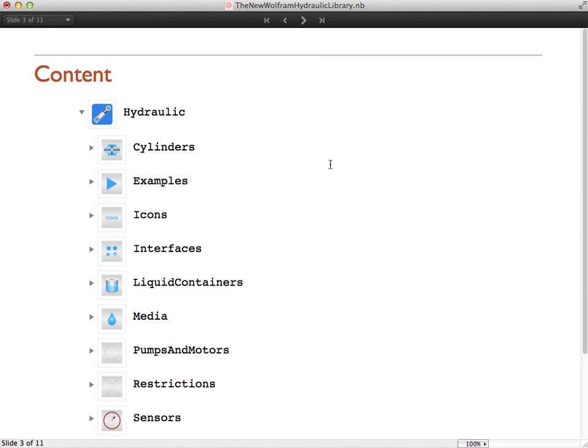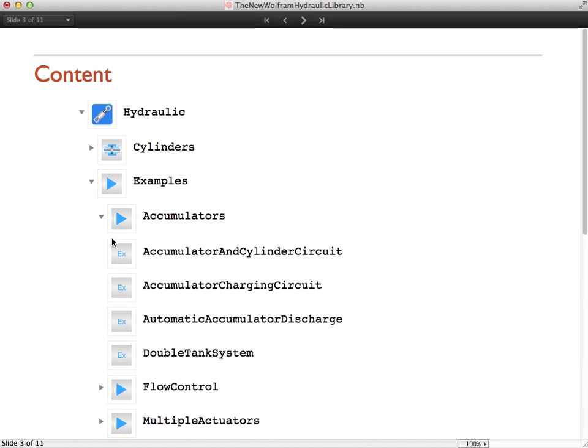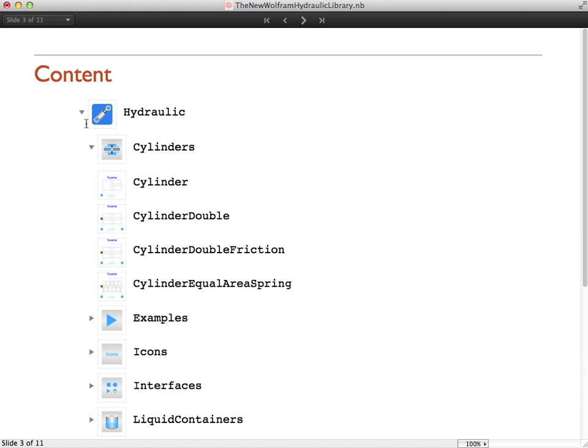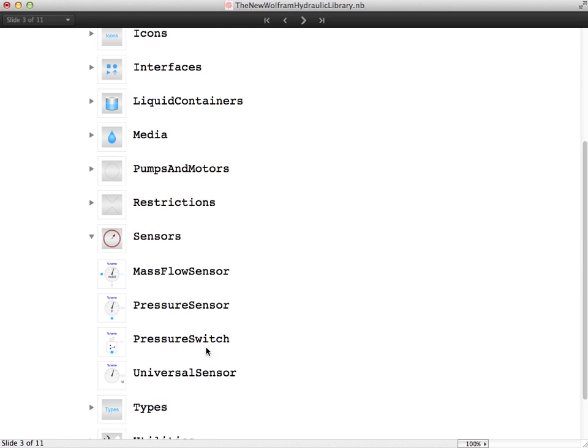When you open the hydraulic library, you'll see a number of different components available, such as cylinders, pumps, motors, valves, different media, and also a large number of examples from different applications. There are also sensors available that can sense mass flow and pressure, and use that as an output that can be used in other applications.